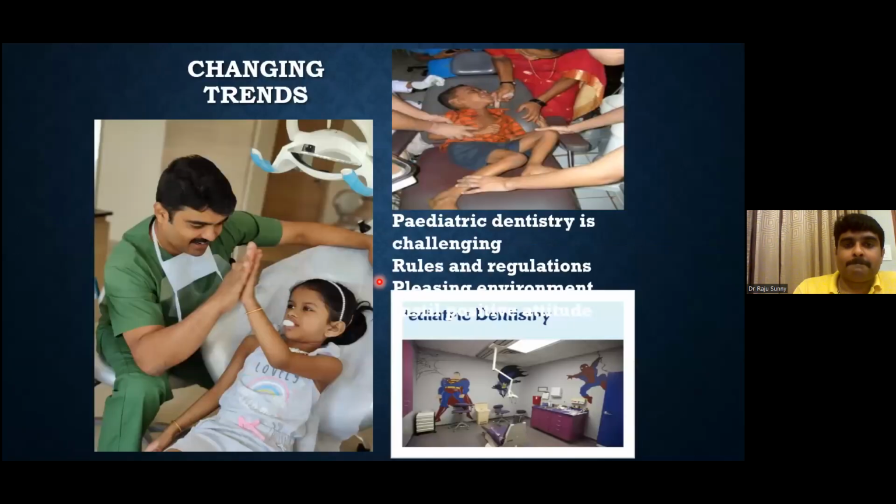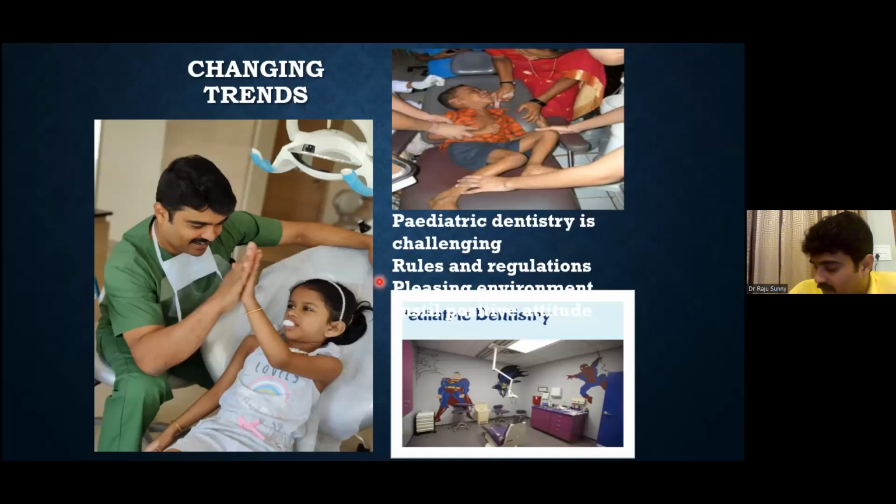At the same time, I'll say pediatric dentistry is challenging, because so many rules and regulations have come. Like the POCSO Act is there, the Child Abuse Act is there. So if you hold the child and do any treatment, it comes under child abuse. And if they want, they can file a POCSO Act case.